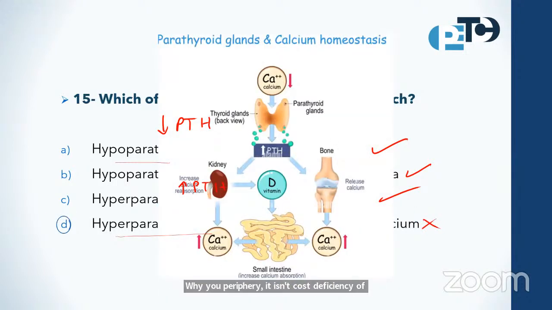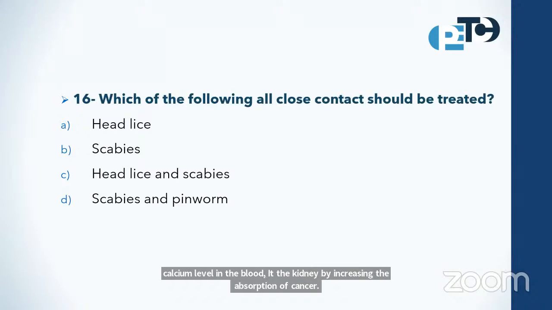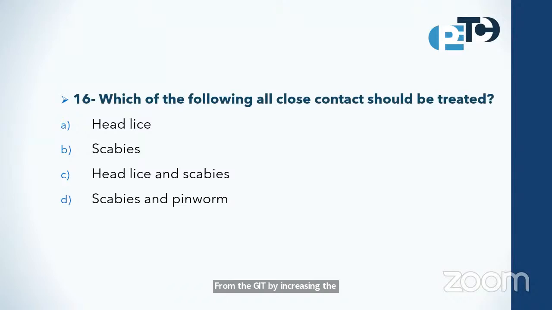Okay, here is the action of parathyroid hormone and vitamin D and the relation between them and calcium. Parathyroid hormone, like vitamin D, both of them will increase the calcium level in the blood through different mechanisms: through the kidney by increasing the reabsorption of calcium, from the GIT by increasing the absorption of calcium, and from the bone by increasing the resorption of calcium.